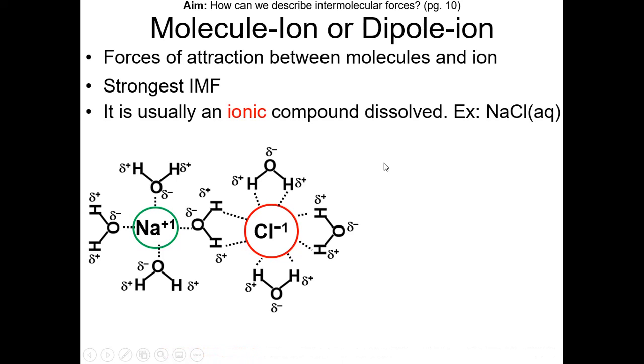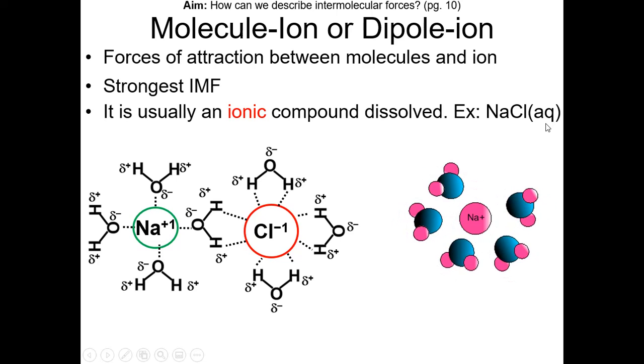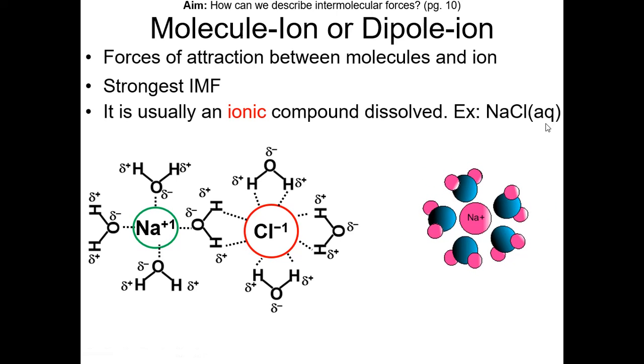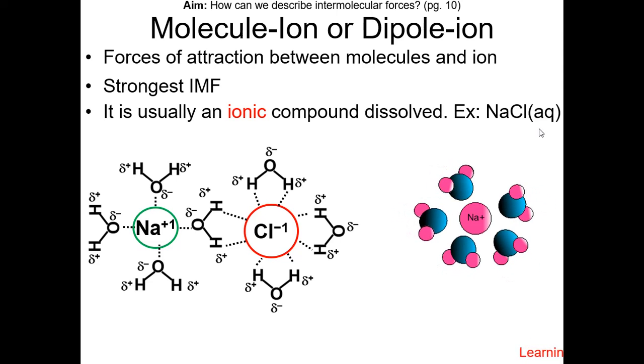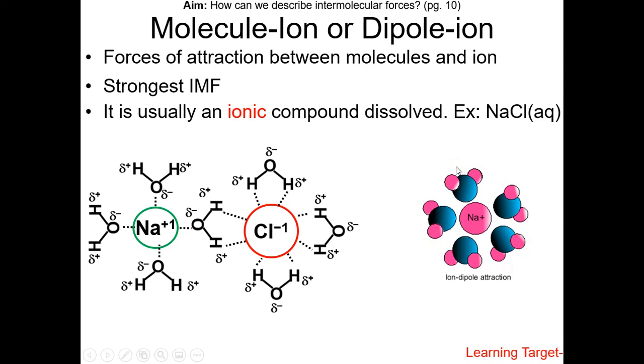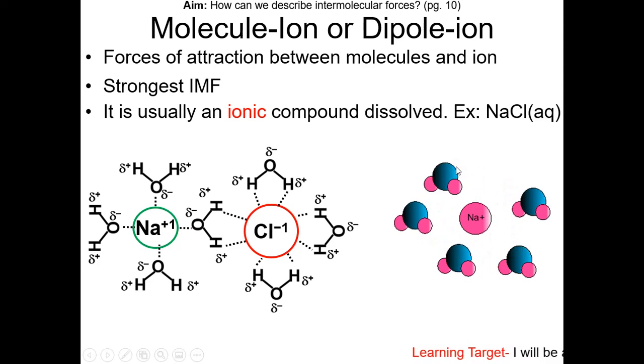How do we identify if something has a molecule-ion interaction? It's usually when an ionic compound is dissolved in water. For example, we have NaCl aqueous, so the ions are from this ionic compound, Na and Cl, and the molecule is coming from the aqueous, which is water. So you can see here, this is a molecule-ion interaction.